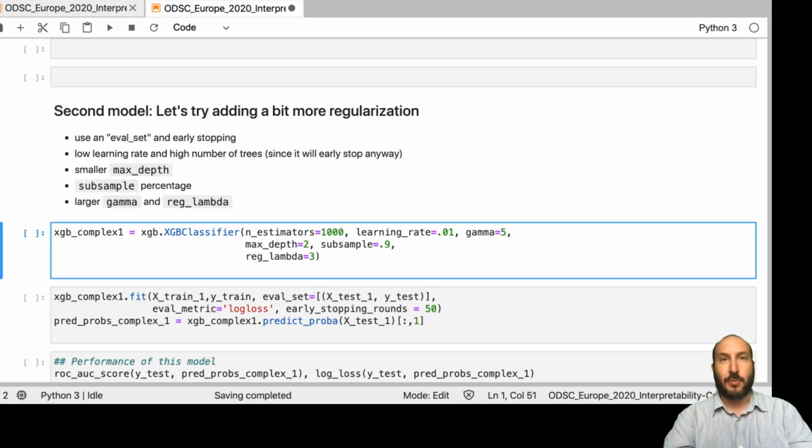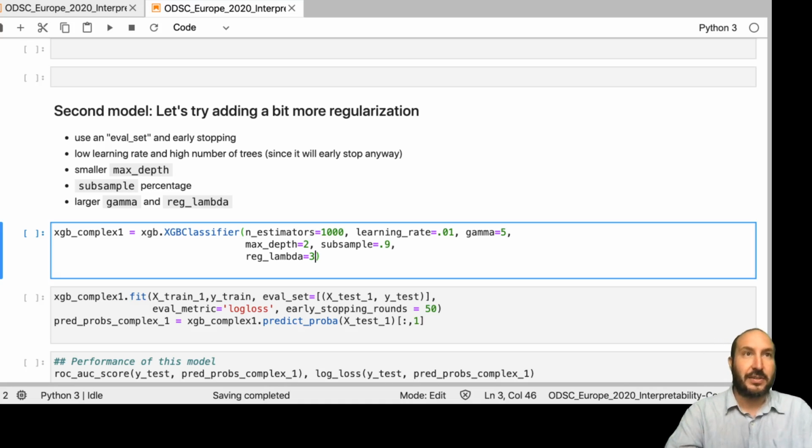Another change I made, I used a smaller max depth. I used a max depth of 2. Again, smaller max depths tend to be more regularized, less likely to overfit. I added in some subsample, so I'm going to vary the subset of data that I run this on every time. Again, that also adds some regularization because it's not as easy for the model to fit to some noise in the data if the noise changes a little bit at every iteration. And I'm going to use this gamma and this reg lambda. These are also regularization parameters, what are called shrinkage parameters, that also help to regularize the model.